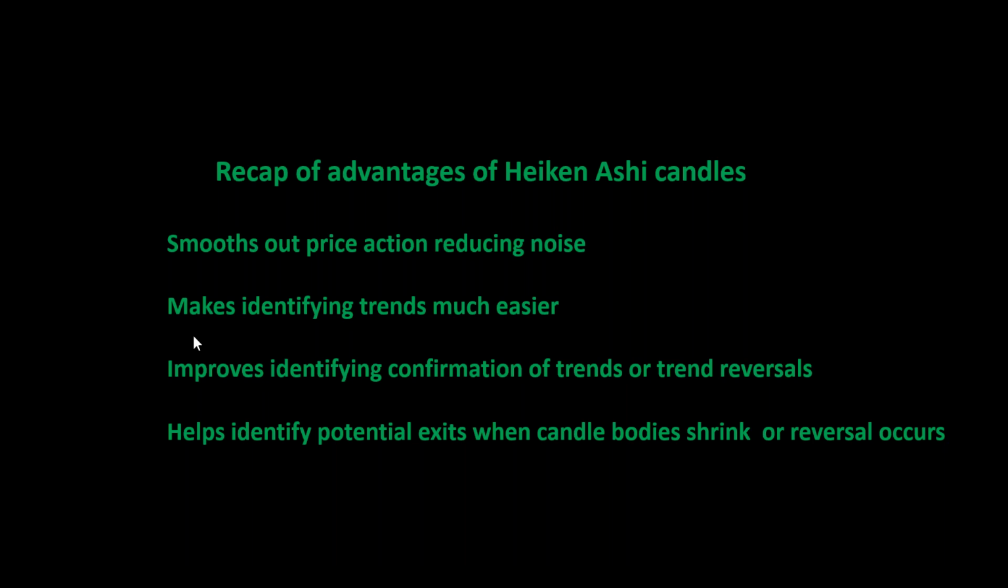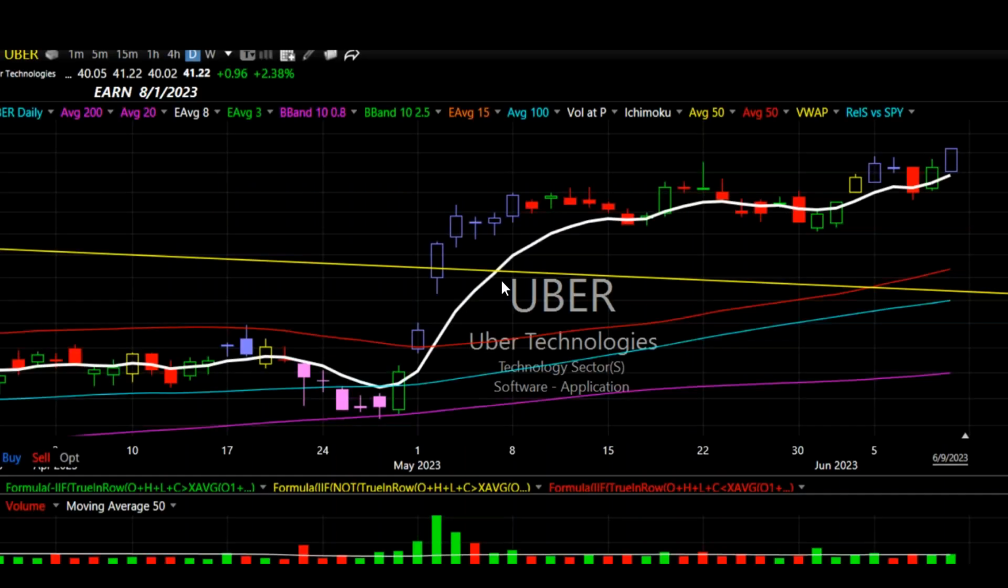And if you use regular 5-minute candles, you're going to get a lot more false breakouts than you do if you use Heiken Ashi candles, because a Heiken Ashi candle by itself, because of the way it's constructed, is a confirmation of the breakout, right? Because it's got 2 candles in there to create the breakout. So it is confirmation of the breakout. And again, it helps identify potential exits when the candle bodies shrink or the reversal occurs. So those are the basic criteria of why using Heiken Ashi candles are good.